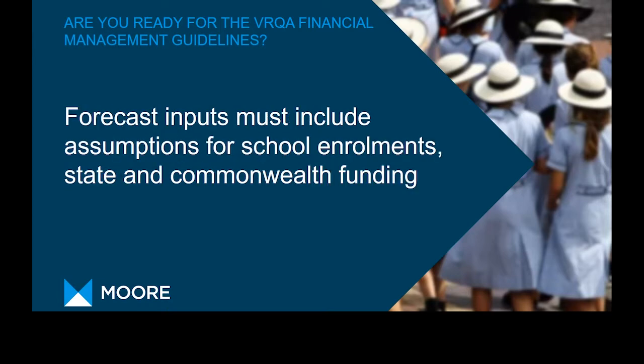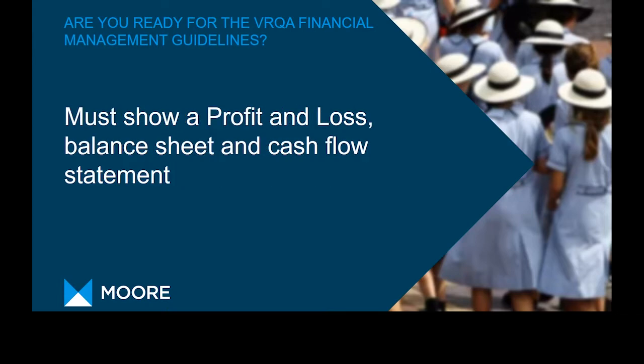As you may know, the VRQA requires you to do a school business plan with a 5-year financial forecast. The forecast inputs must include assumptions for school enrolments, state and Commonwealth funding. The forecast outputs must show a profit and loss, balance sheet and cash flow statement, as well as financial health check ratios.